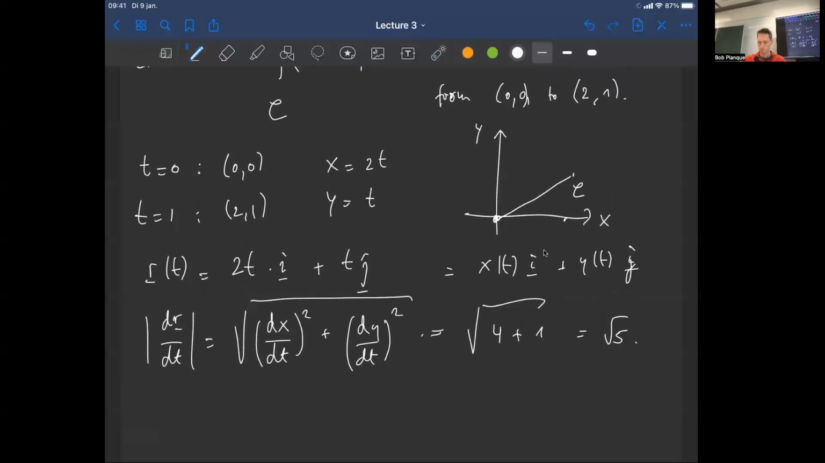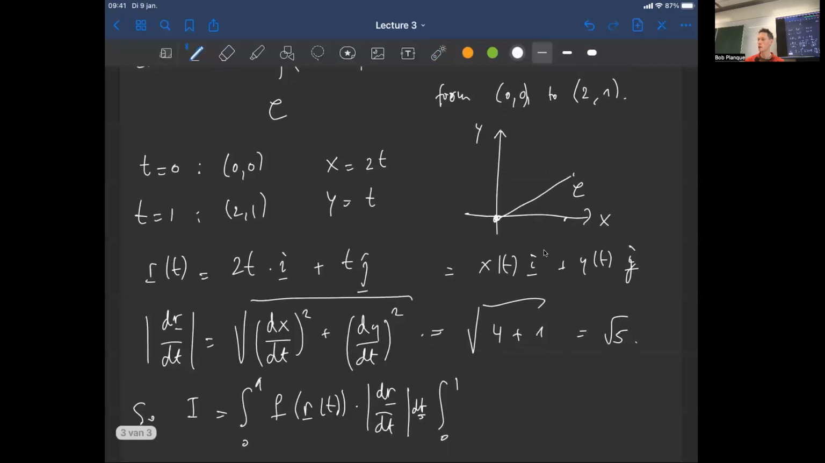So I is the integral from 0 to 1 of f of r of t times dr/dt times dt, sorry. And that equals, so now I just have to do what f of r of t is. And f was x squared plus y squared. But now I have to fill out what x is at a certain value of t. And so I have to substitute x equals 2t and y equals t in the definition of f.